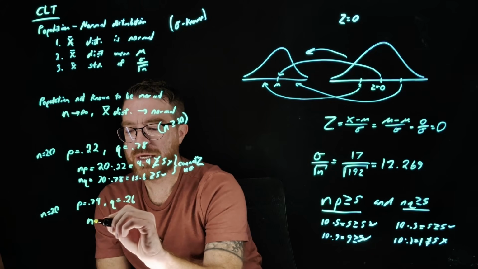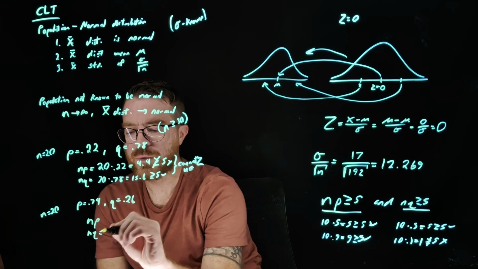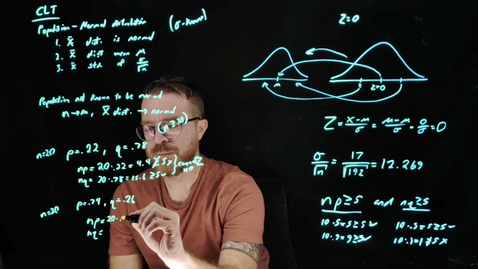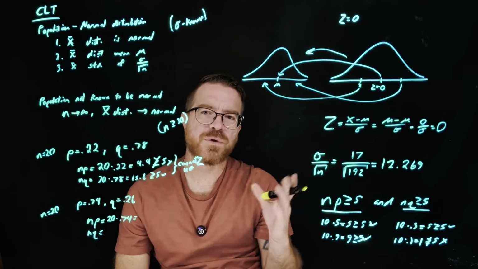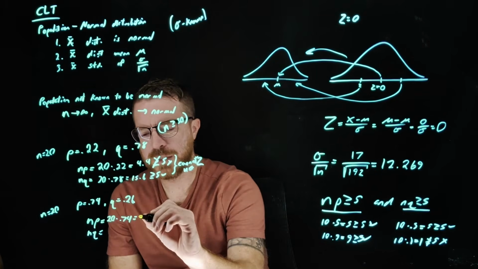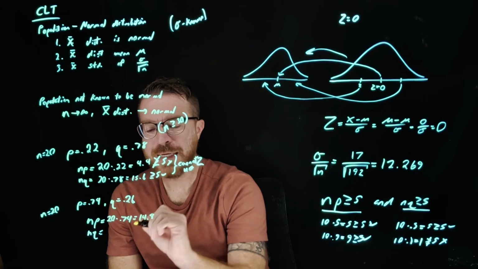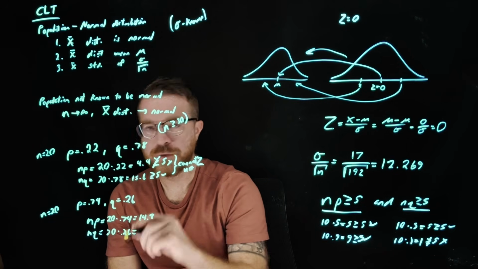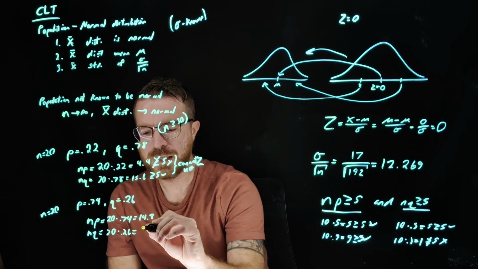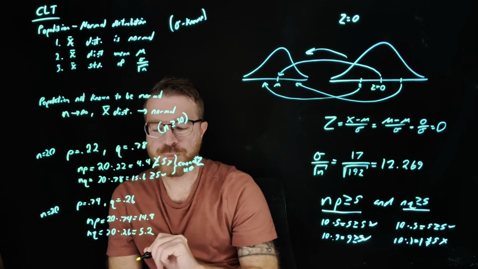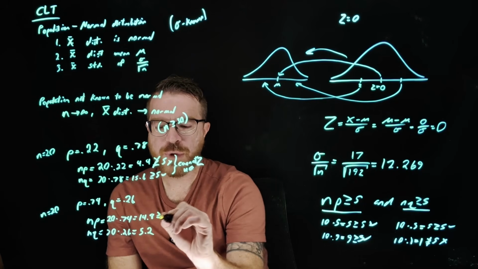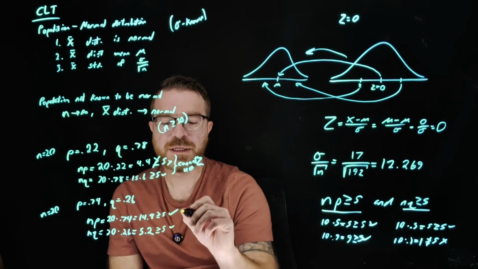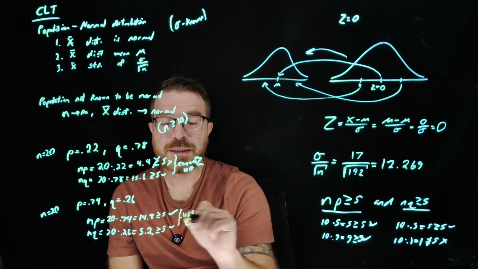So again, we're going to do np, and we're going to find nq. So np, again, is going to be 20 times 0.74. 10 times 0.74 is going to be 7.4. So 7.4 times 2 is going to be 14.8. And nq is going to be 20 times 0.26. So 2.6 times 2 is going to be 5.2. So both of these together, right, 14.8 is greater than or equal to 5. That's good. 5.2 is greater than or equal to 5. That's good. This means that we can use Z.